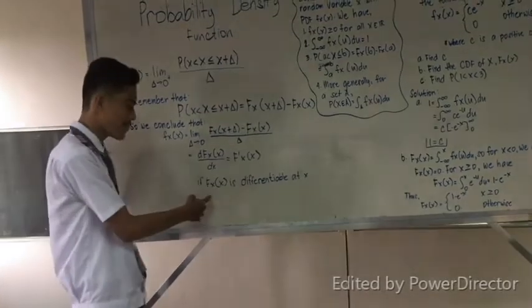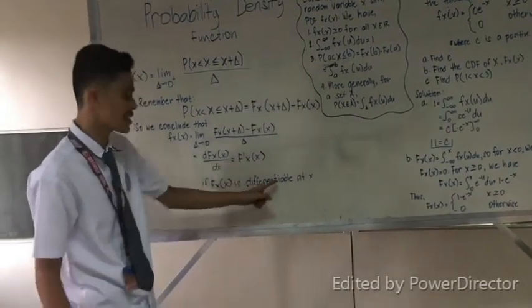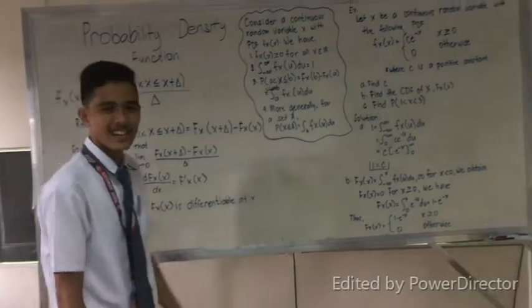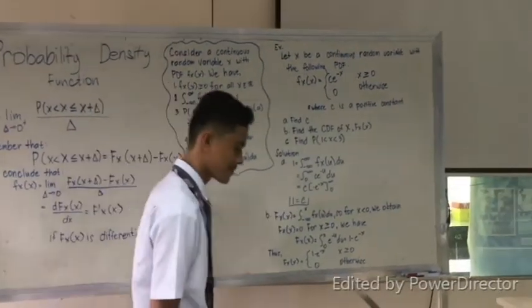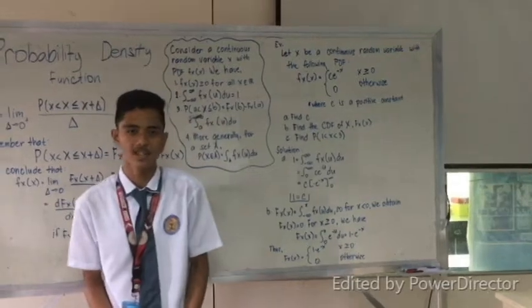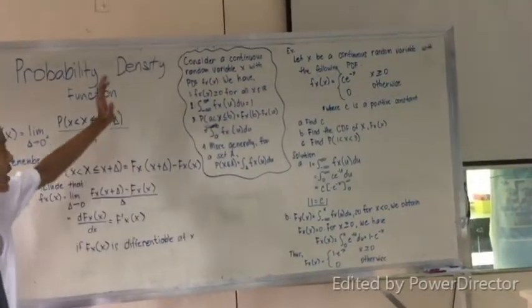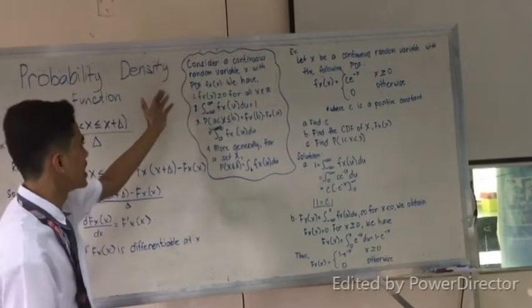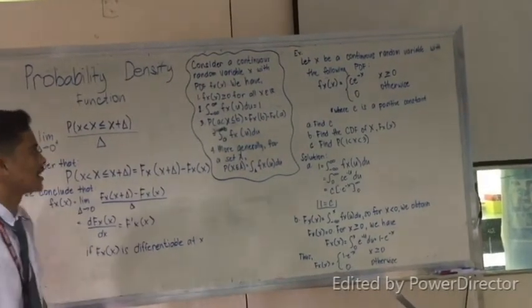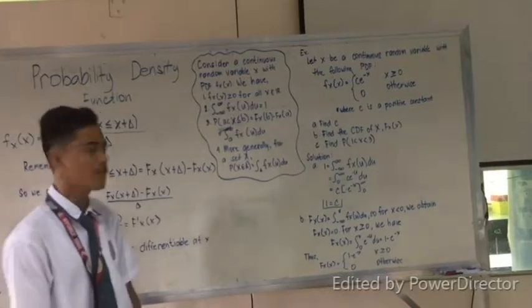So if F of x is differentiable at x. So here's an example of probability density function. But remember, we have to consider a continuous random variable x with PDF f of x.